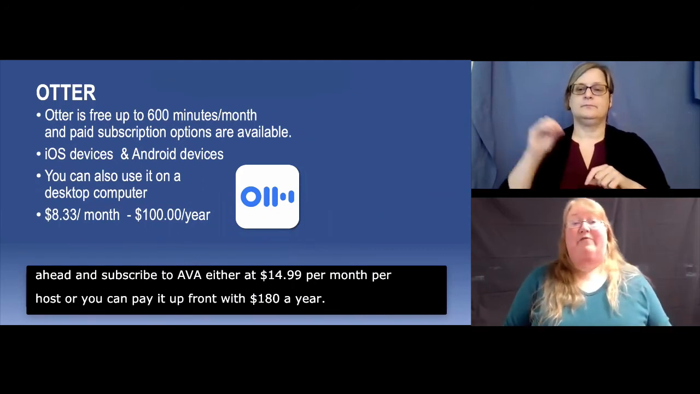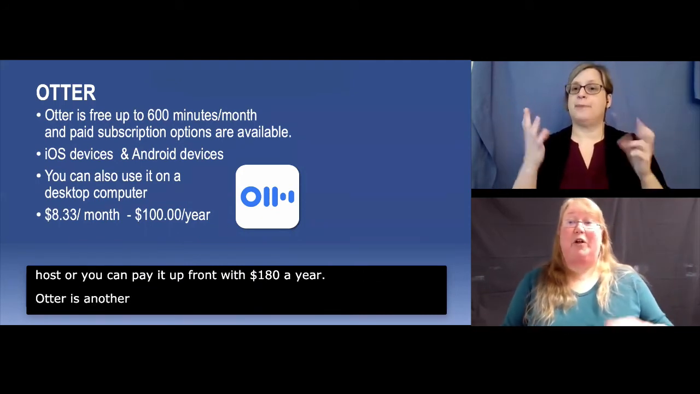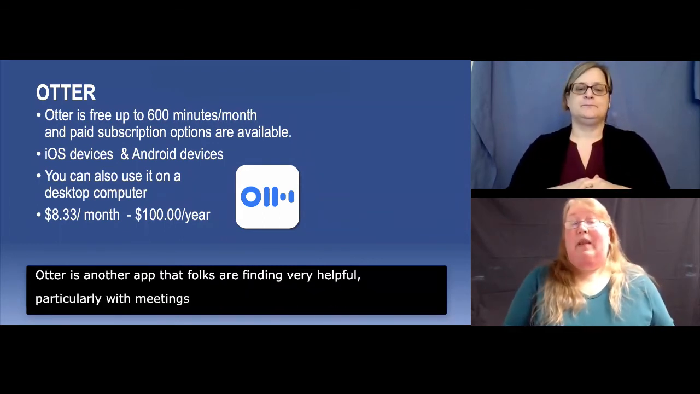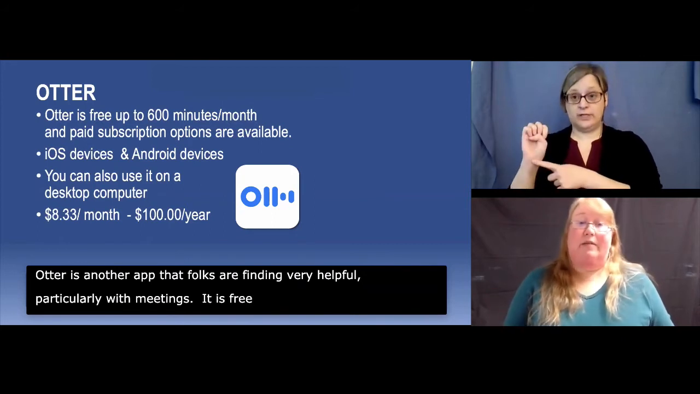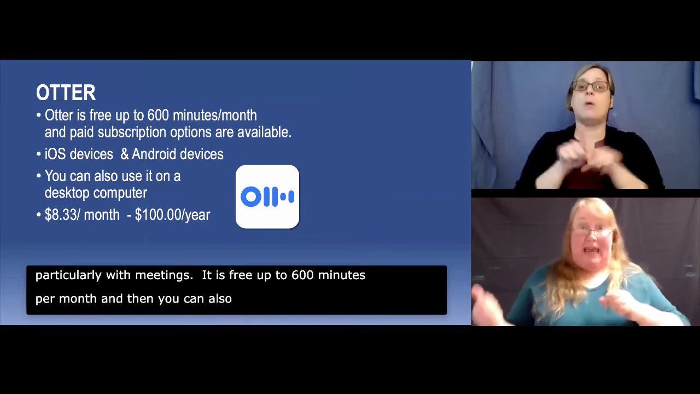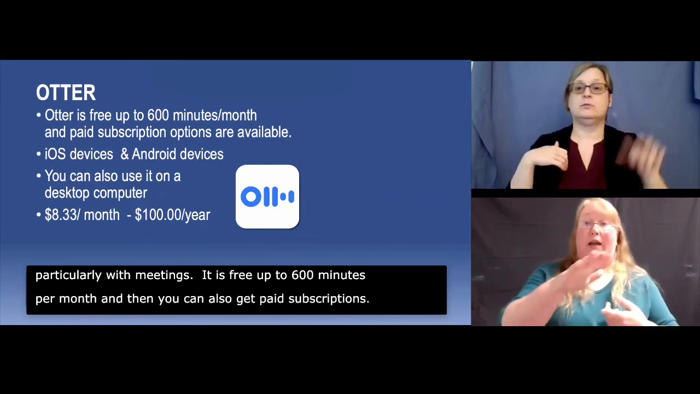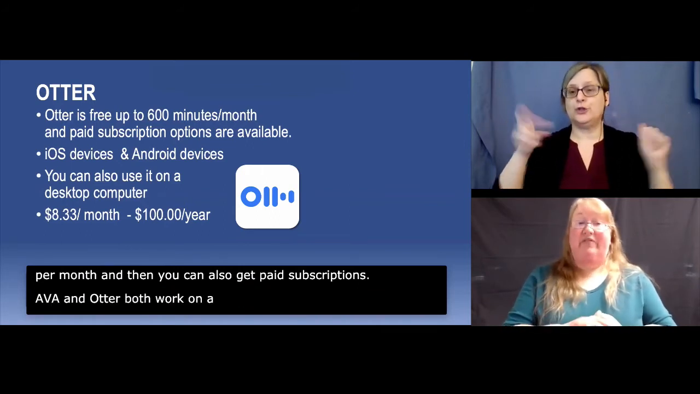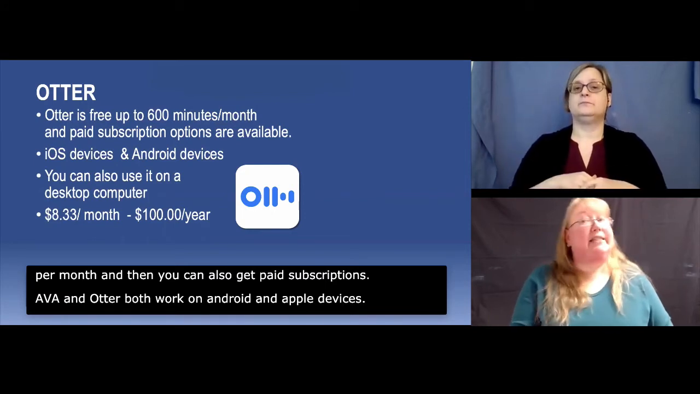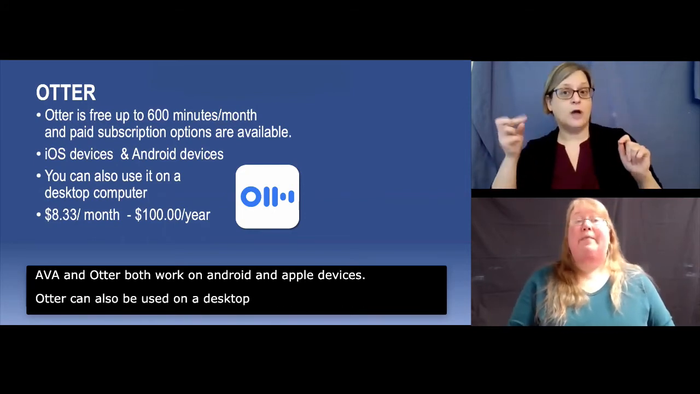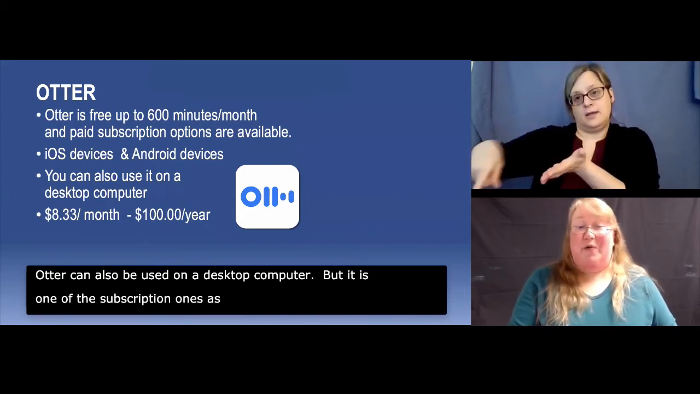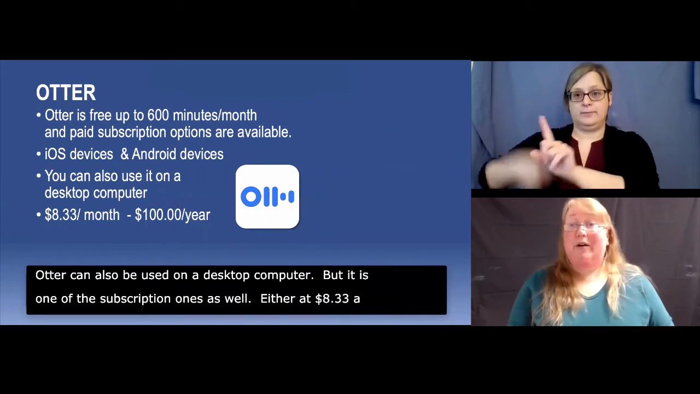Otter is another app that folks are finding very helpful, particularly with meetings. It is free up to 600 minutes per month, and then you can also get paid subscriptions. Ava and Otter both work on Android and Apple devices. Otter can also be used on a desktop computer, but it is one of the subscription ones as well, either at $8.33 a month or $100 a year.